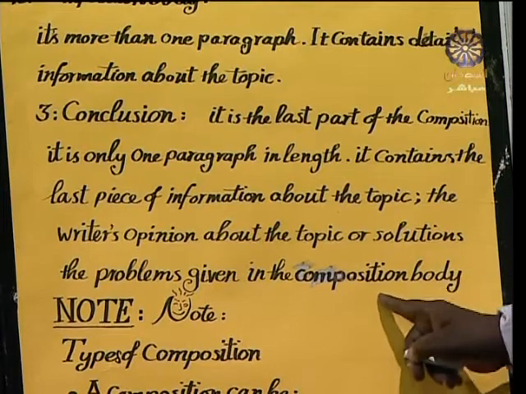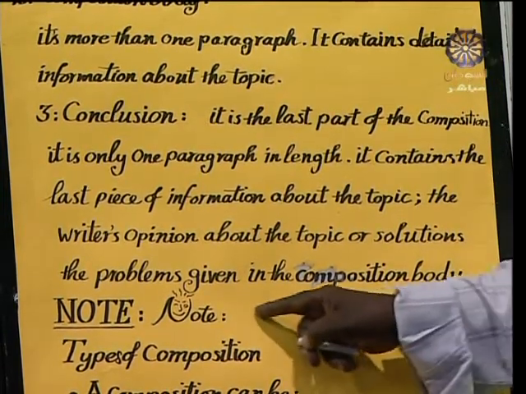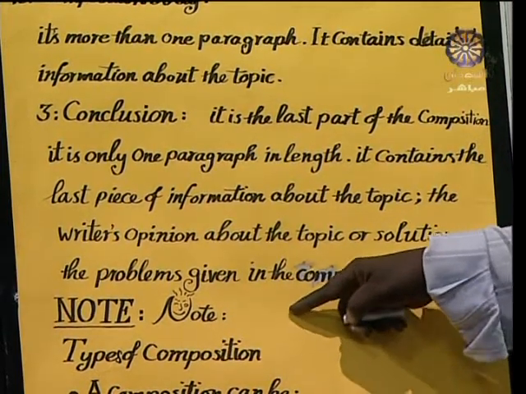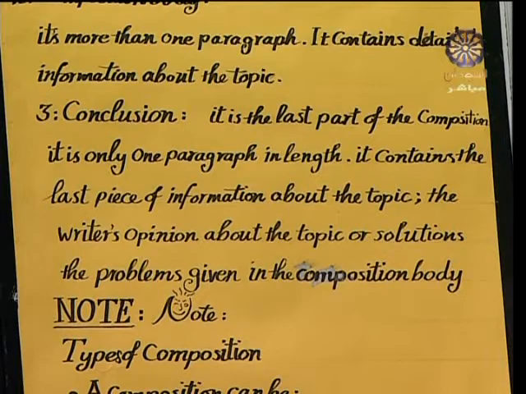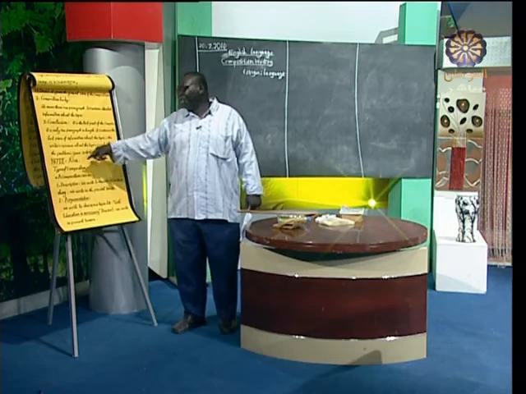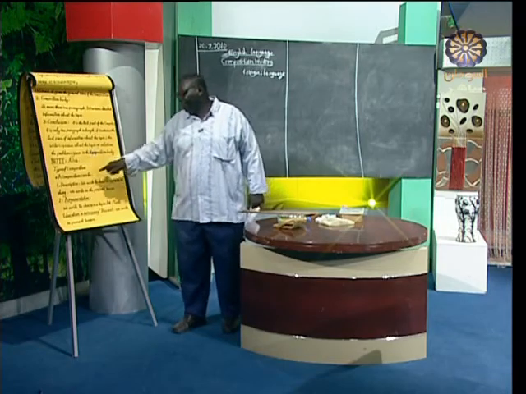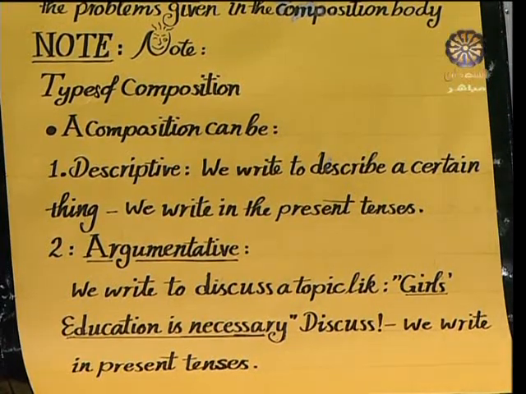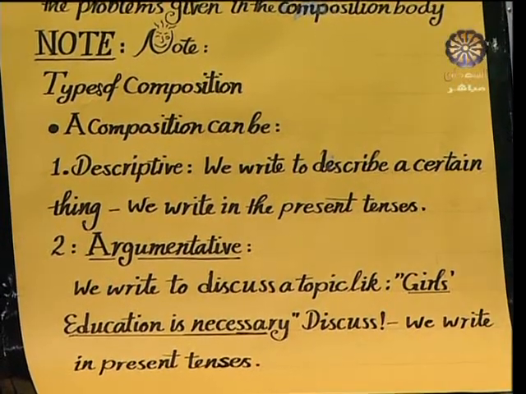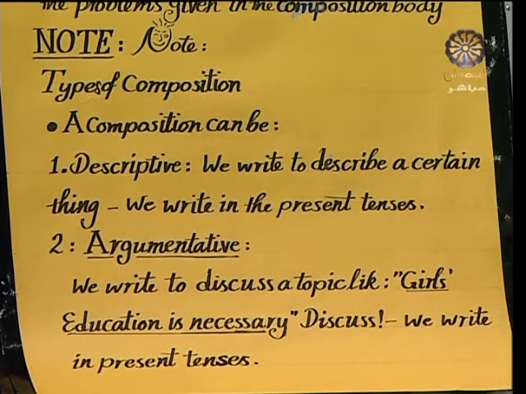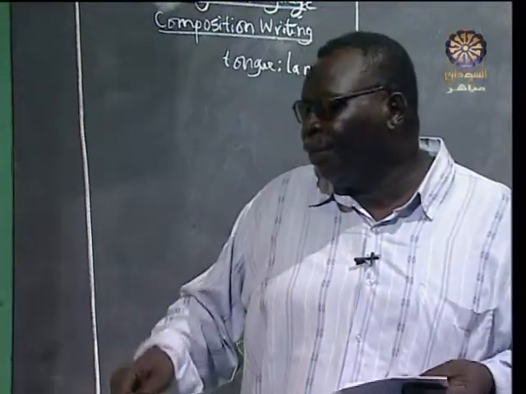In fact, the students must remember that the composition has a number of types, but you have to know these 4 types. We can say types of composition. A composition can be, number 1, a descriptive composition. By descriptive composition, we mean the composition in which we describe a certain thing. We write in the present tenses. When we come to write a descriptive composition, we must remember that we use the present tenses.